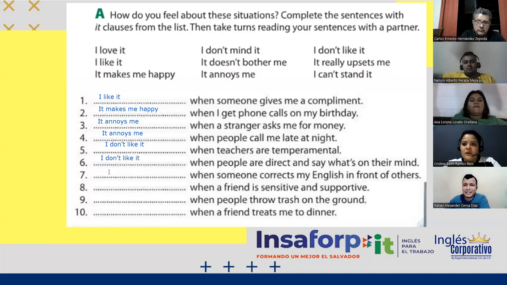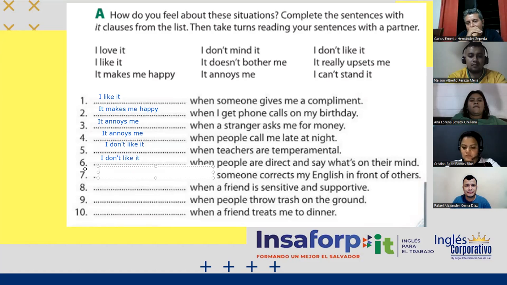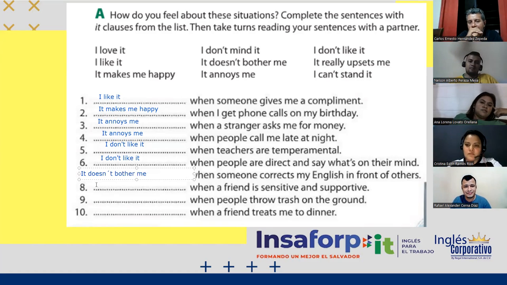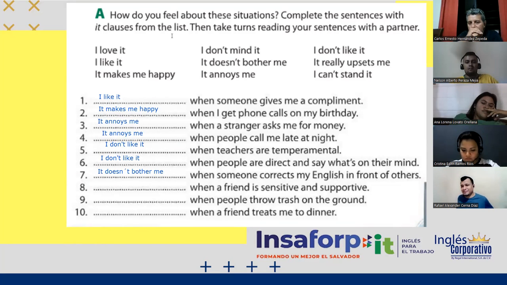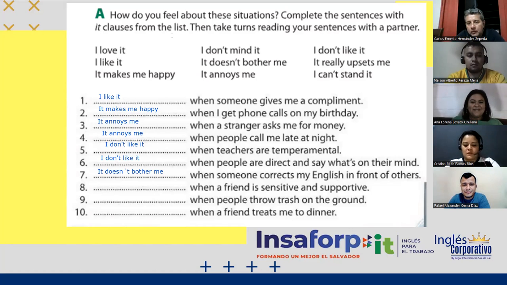Now it's your turn, Rafael. The question is for Glenda. How do you feel when someone corrects your English in front of others? It doesn't bother me when someone corrects me in English in front of others because I'm learning. Great. Now it's your turn. Okay, let me see who is available. Ana Lorena. Hello. How do you feel when a friend is sensitive and supportive? I love it when a friend is sensitive and supportive.